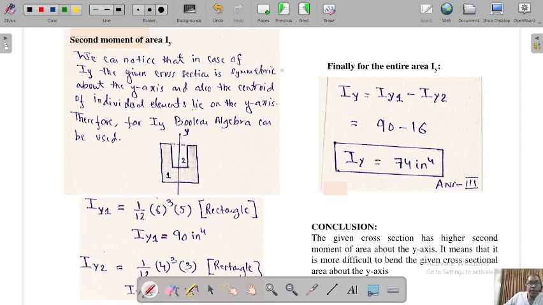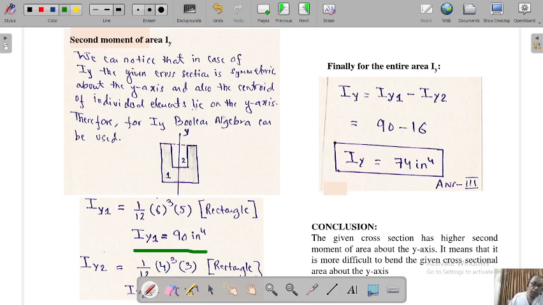So we can notice that in case of Iy, the given cross section is symmetric about the y-axis, and also the centroid of the individual elements lies on the y-axis. Therefore for Iy, the rectangle formula can be used. For the whole rectangle, Iy will be 1 by 12 times the vertical height, which is 5, multiplied by the depth cubed, 6 cube. So Iy1 comes out to be equal to 90 inch 4.